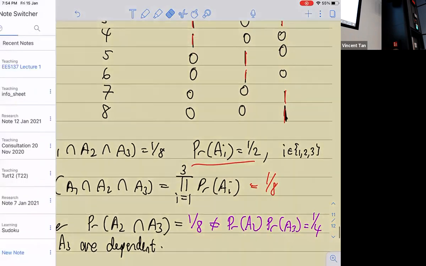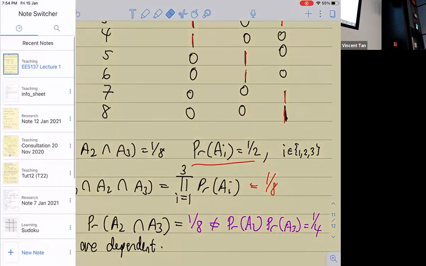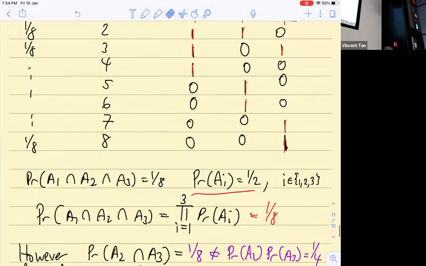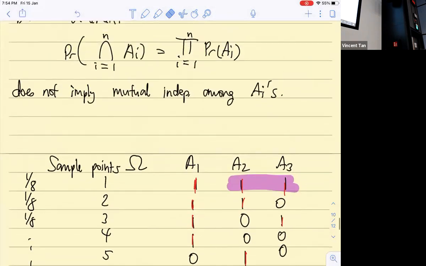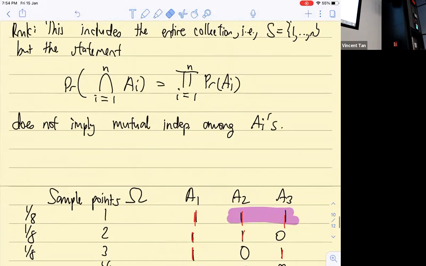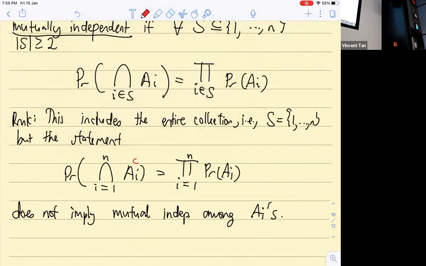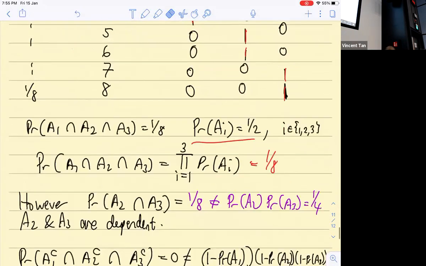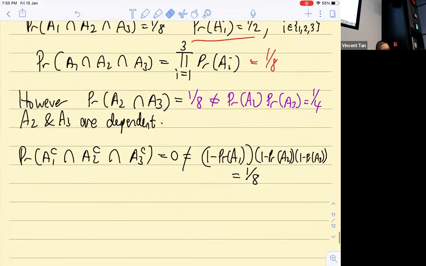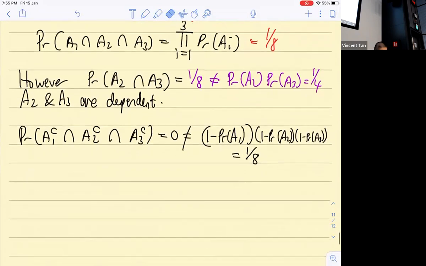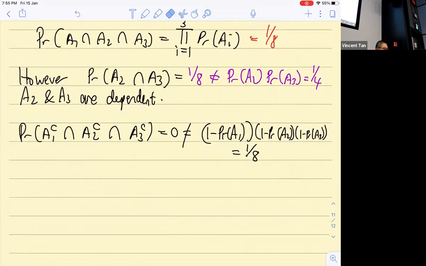that the one relation is true would also mean that this is true. It is easy to show, and it's an exercise. But because we don't have mutual independence, we not only violate a pairwise independence relation in the purple part, but we also violate the complement condition here.